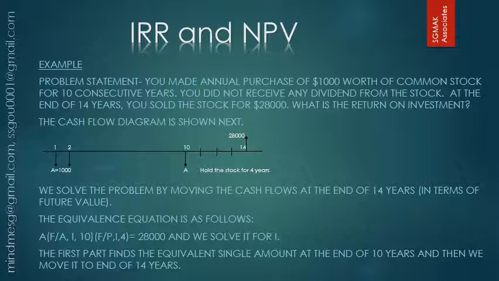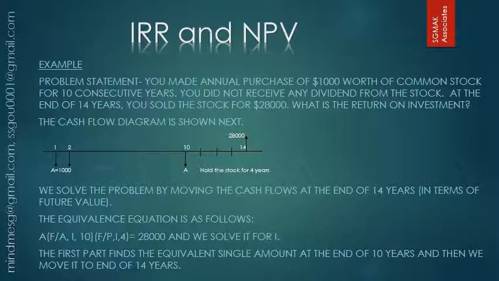Cash flows are taking place end of each year. i is the interest rate, which is unknown here. That's what is the rate of return. And that's the future value of all the money that you put in. And on the right hand side of the equation is $28,000. That's what you're receiving when you sell the stock at the end of 14 years. So you solve this equation for i. You can treat it as a net present value of this investment and set that equal to 0.